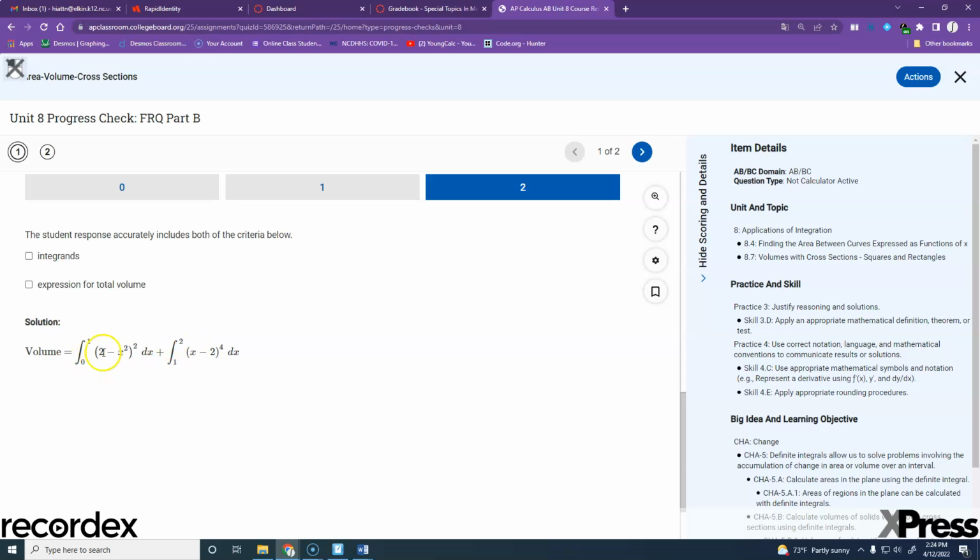So from 0 to 1, you have to have 2 minus x squared, squared. And then from 1 to 2, you have to have x minus 2 squared, squared, which is to the 4th power, but if they wrote it as squared squared, that's okay. dx requires x. I would give it to you tomorrow if you leave the dx off, but I know at one training that we went to, they said that you had to have the dx, so I don't know.